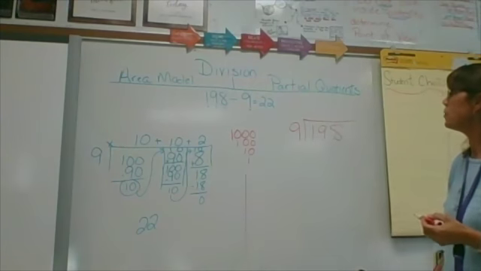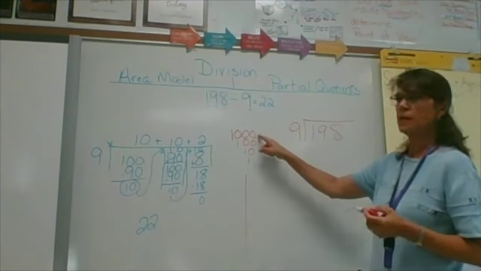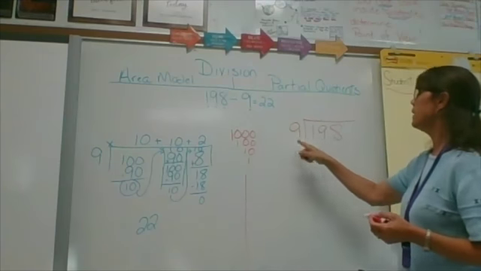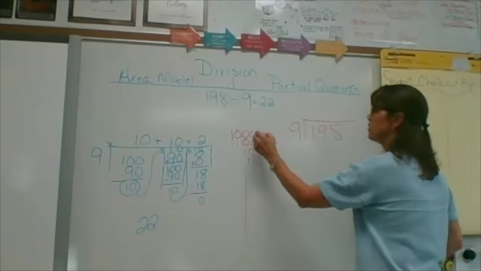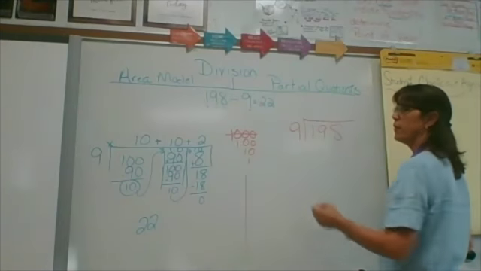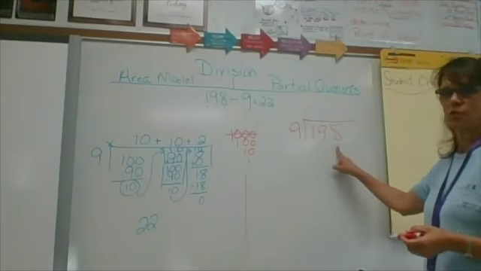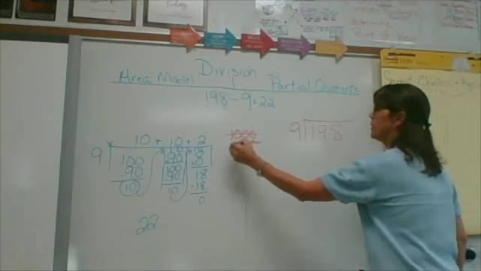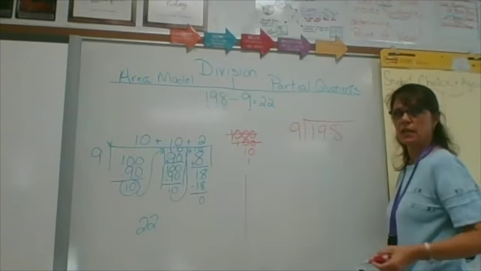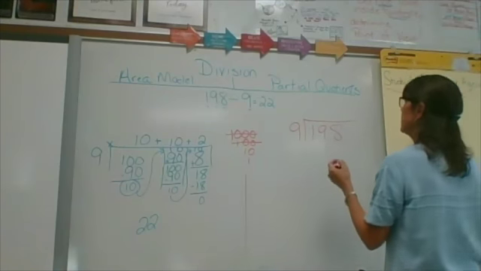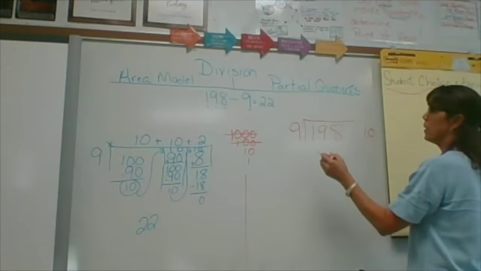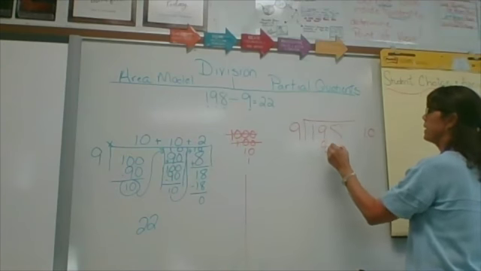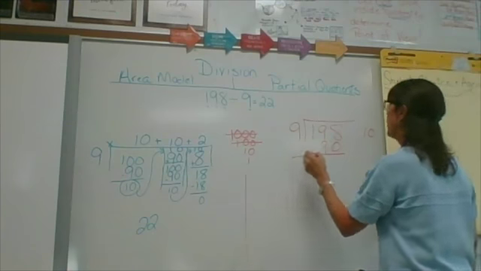And then I'm going to multiply 9 times 1,000, and 9,000 is bigger than 198, so I can't use the thousands. 9 times 100 is 900, which again is too large. So I'm going to go to 10, and 9 times 10 is 90. So I'm going to put that 10 on the side. I'm multiplying 9 times 10 to get 90, and then I'm going to subtract.